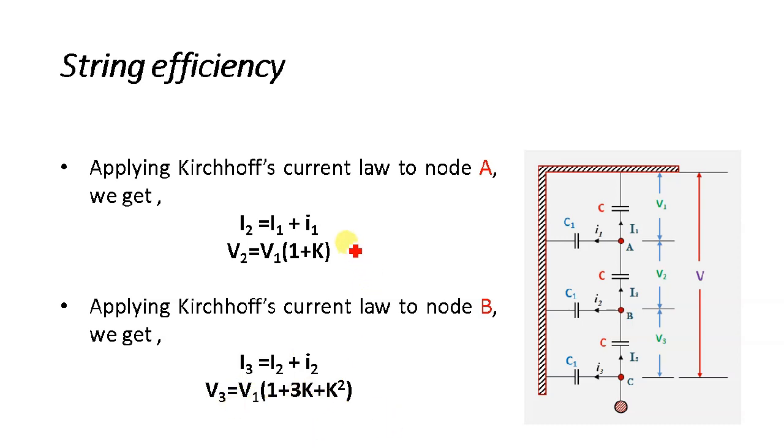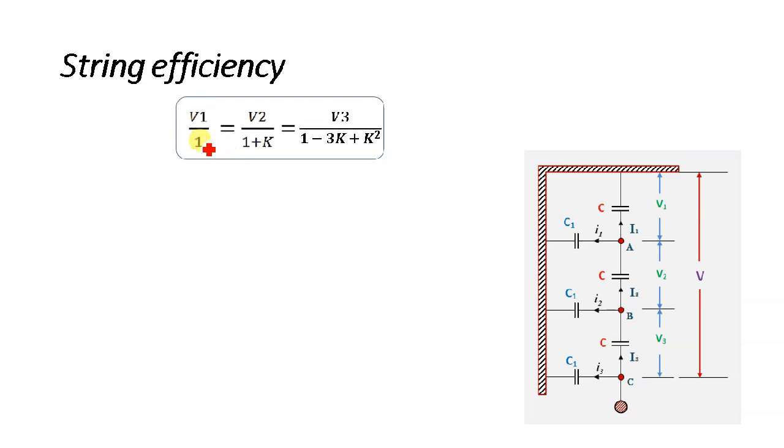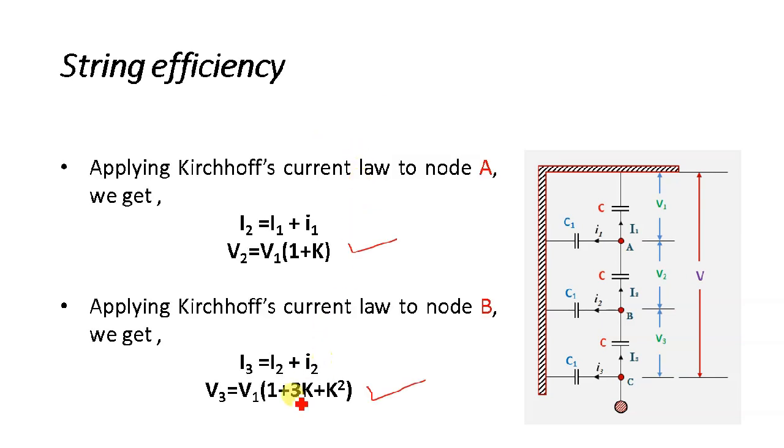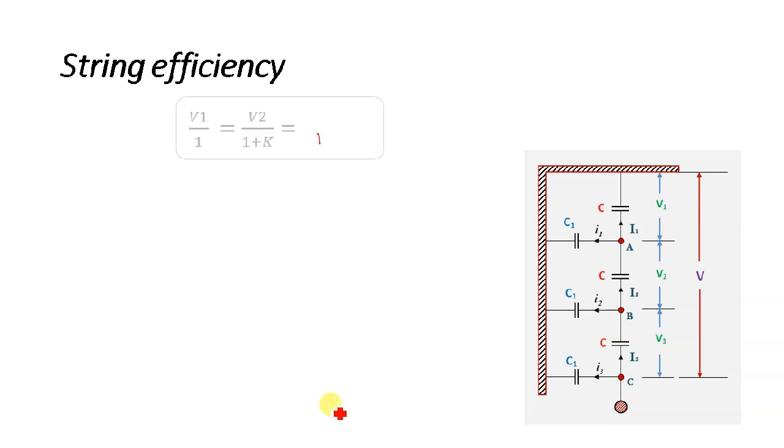Now these two equations are important. From this we can write that V1 divided by 1 is equal to V2 divided by (1 plus K), which is equal to V3 divided by (1 plus 3K plus K square), because right here it is 1 plus 3K plus K square. So we can write V3 and take this term in the denominator: V1 by 1, V2 by (1 plus K), V3 by (1 plus 3K plus K square). So that should be plus right here.